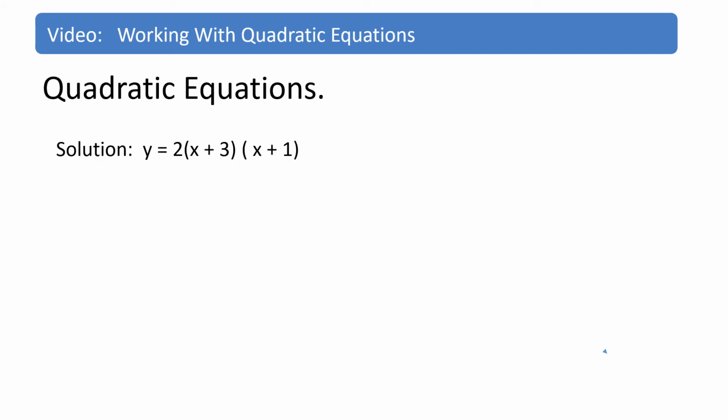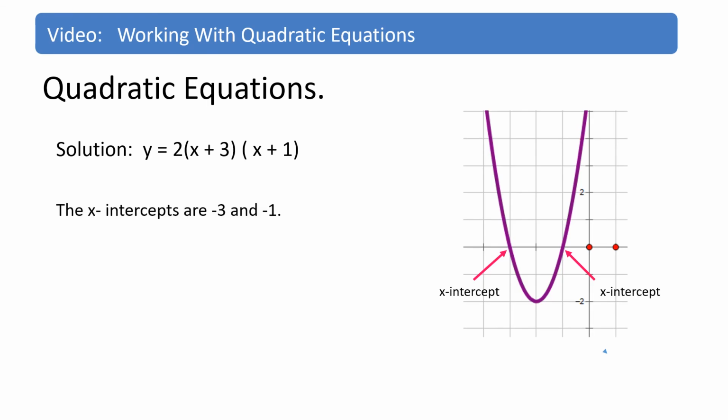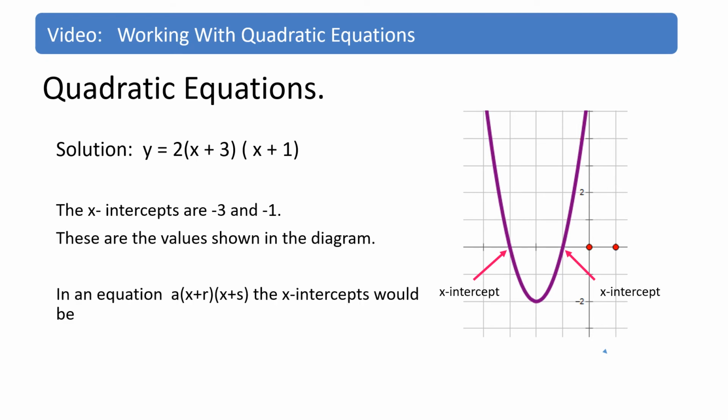Solution. For the equation y equals 2 bracket x plus 3 bracket times bracket x plus 1 bracket, our diagram matches the x-intercepts of -3 and -1 that we found by taking the values from the equation. Therefore, we could make the statement: if you're given an equation in the form a times bracket x plus r bracket times bracket x plus s bracket, the x-intercepts would be found from x plus r equals 0, so x is -r, and x plus s equals 0, so x is -s.